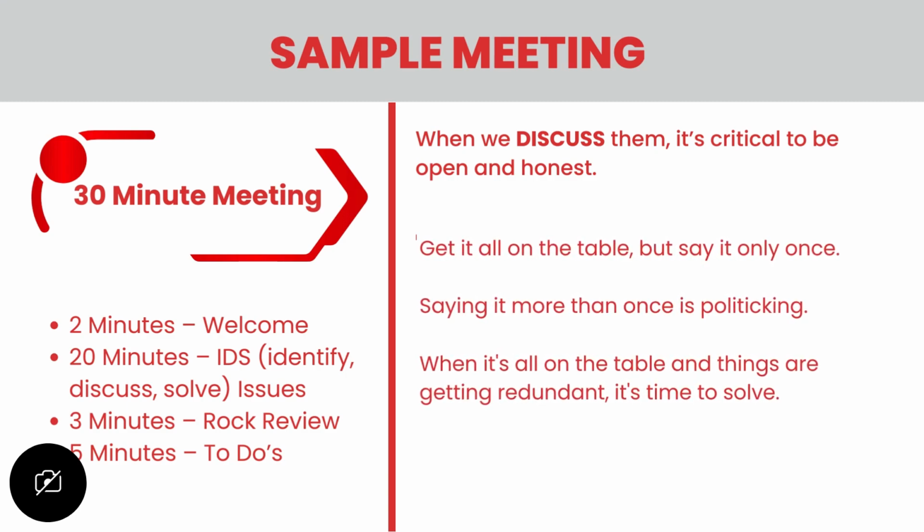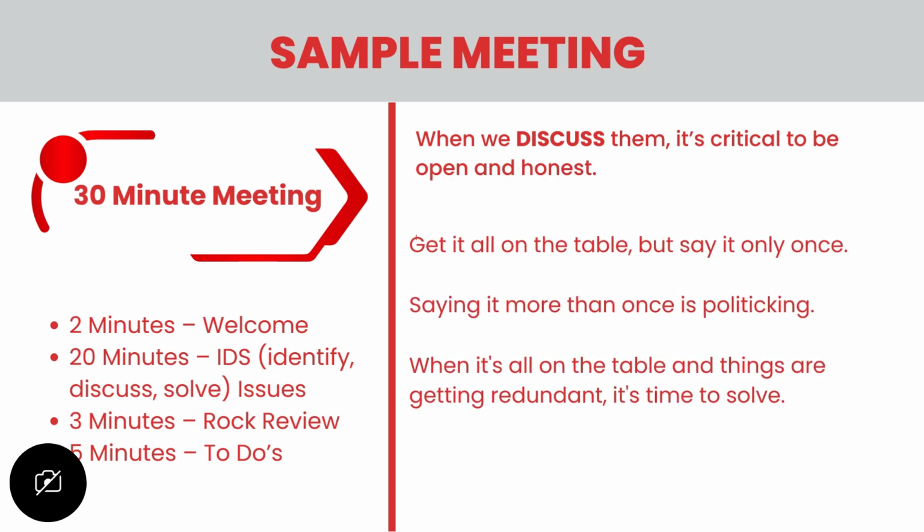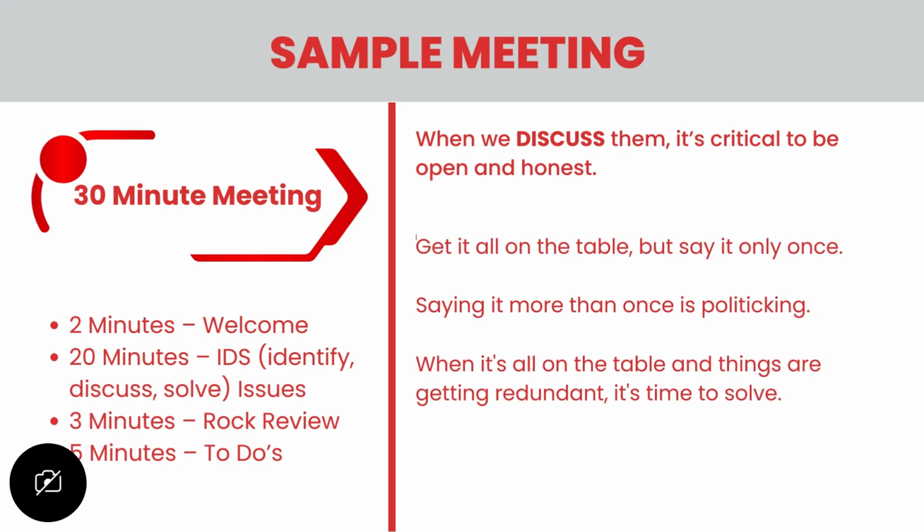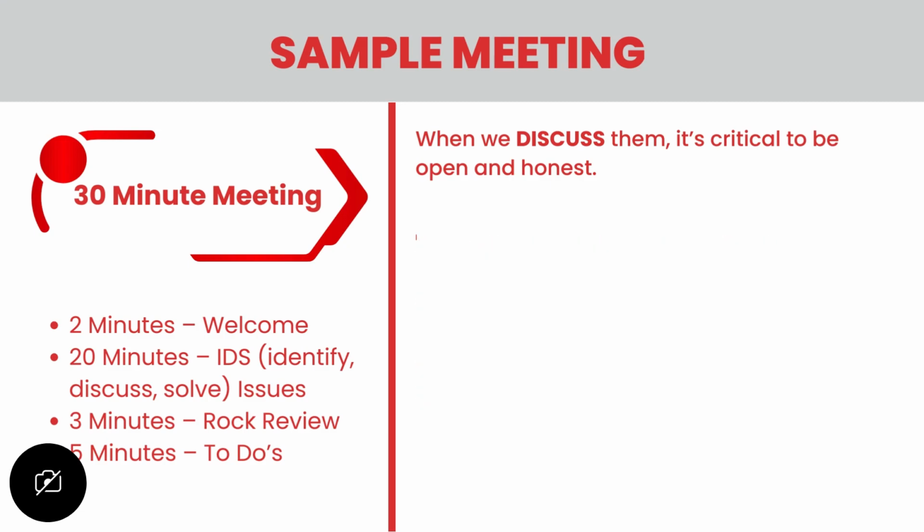All right, so for the second part of the IDSing, we're going to talk about discuss. In discuss, as I've said, it's critical to be open and honest. We want to get everything out on the table, but only say it once. Let's not repeat ourselves. Saying it more than once is politicking. It's going around in a circle. When it's all on the table and things are getting redundant, it's time to solve. So if we're discussing the issue over and over again, it's time to try to find a solution to that problem.